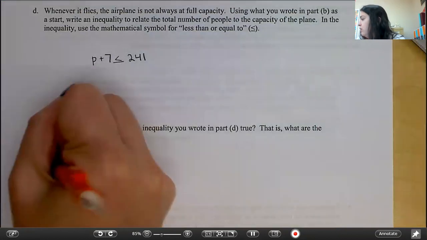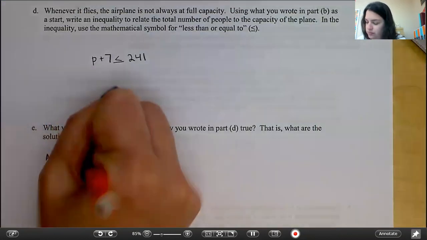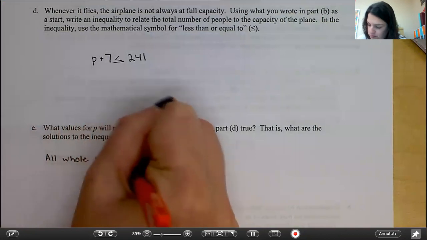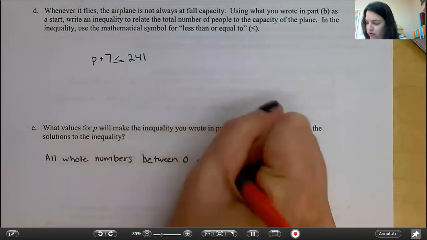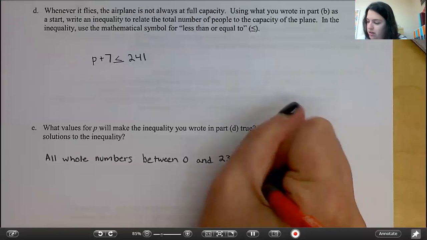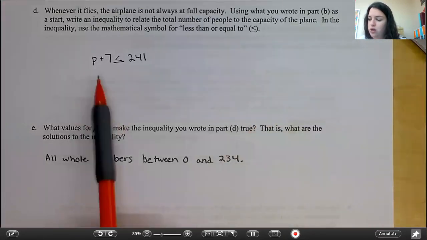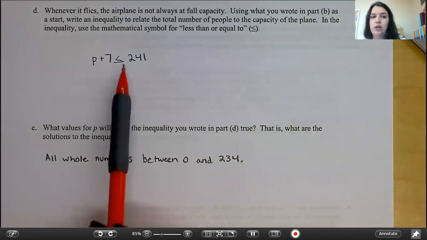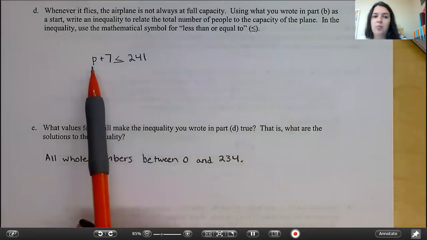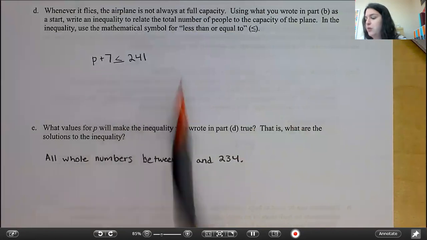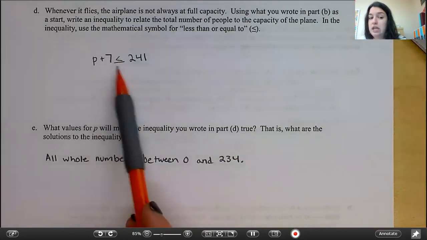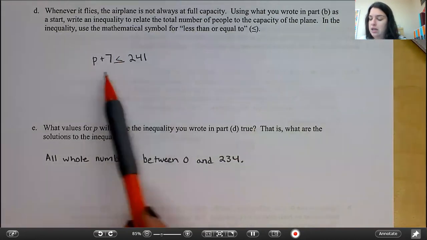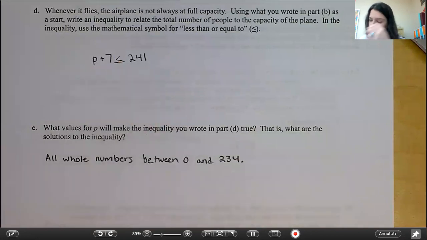Well, all whole numbers between 0 and 234 would make this inequality true. So I could do 5 plus 7, okay, that's still less than 241. I could do 10 plus 7, 17, 17 is less than 241. I could do 234. 234 plus 7 would be equal to 241, which is less than or equal to 241. Okay, so we're going to do a little bit more work with these inequalities. Looking at 7.1.3.